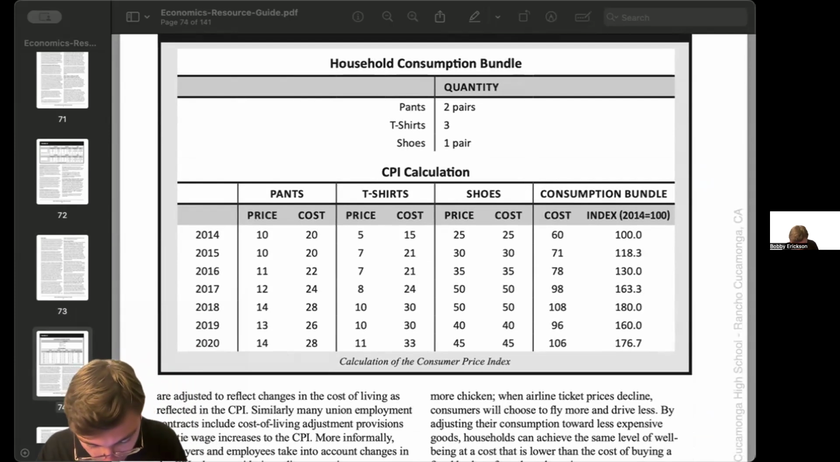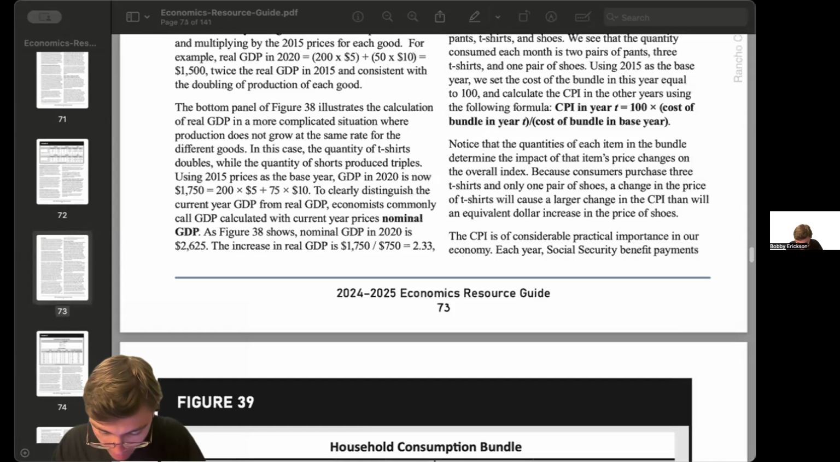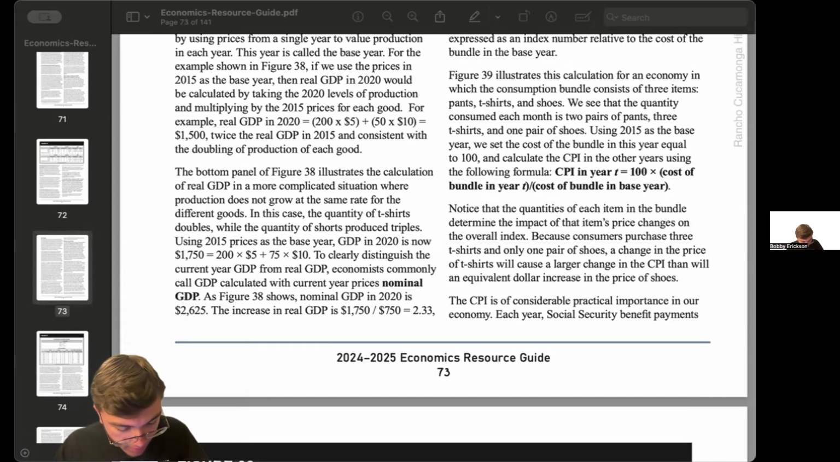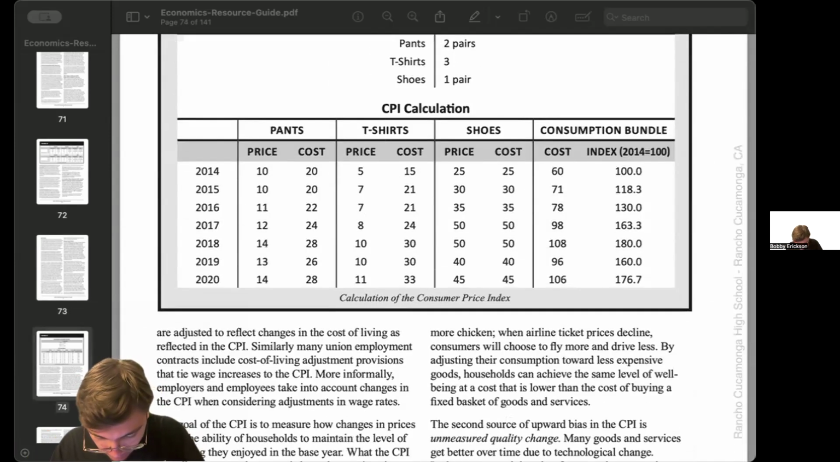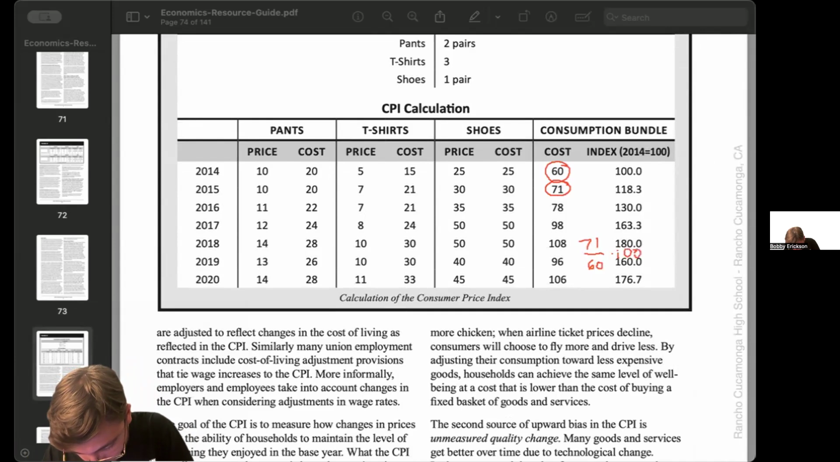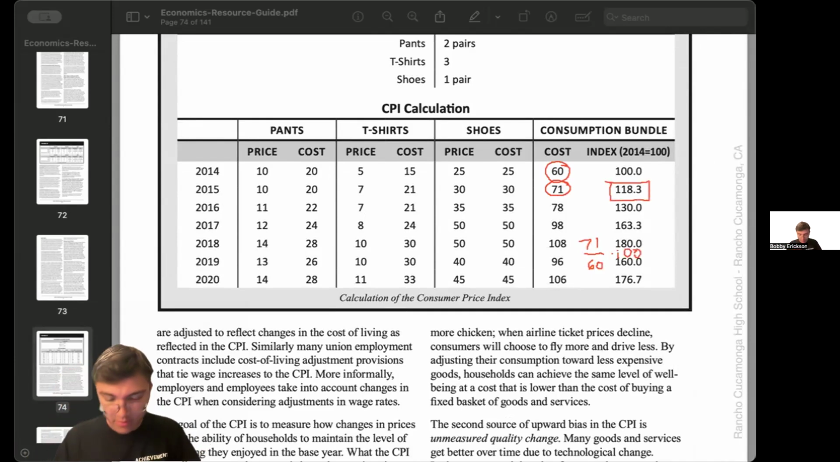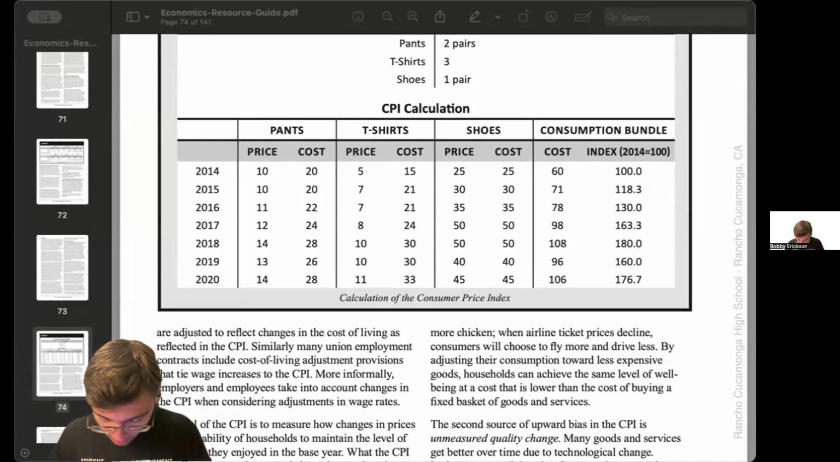So if we take a look, we have the cost in the new year where 2014 is the index. It's the base year of 100 and then cost of 60. So we know that overall we have, as it said, the cost of the bundle in year T divided by the cost of the bundle in the base year. And so we know the bundle is 71 and then 60. So 71 divided by 60 times 100 is going to be this CPI right here. And so we can see here that the CPI overall is just going to be the cost.